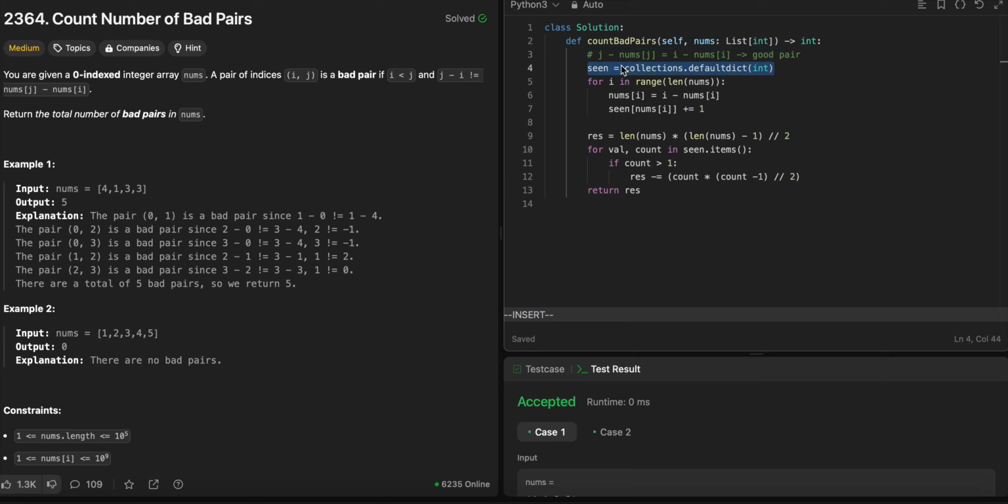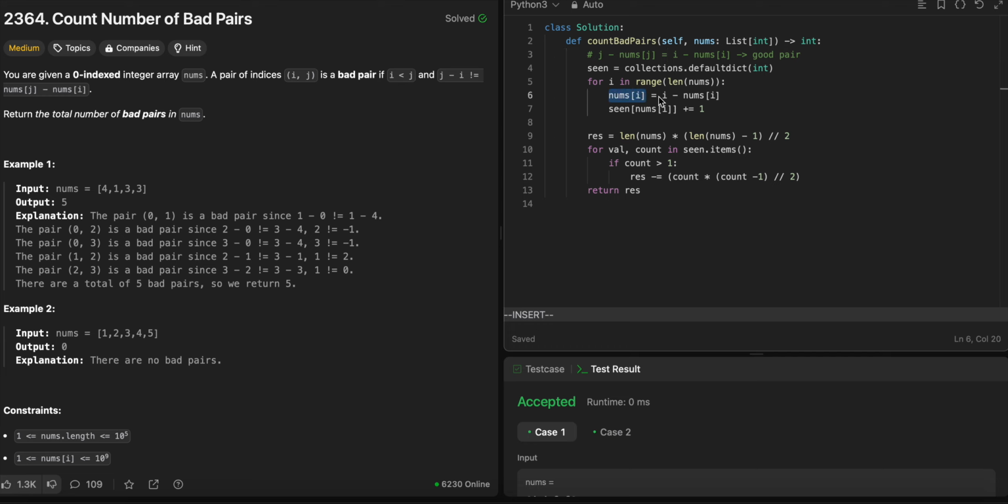I have here a seen hash map. What I'm going to do is transform the array into this equation. For every value, I'm going to change it into i minus nums of i. I'm literally reformatting the array; I don't need the numbers anymore. The theory is, if I find that number more than one time, then they form a good pair together, and I need to get rid of them.